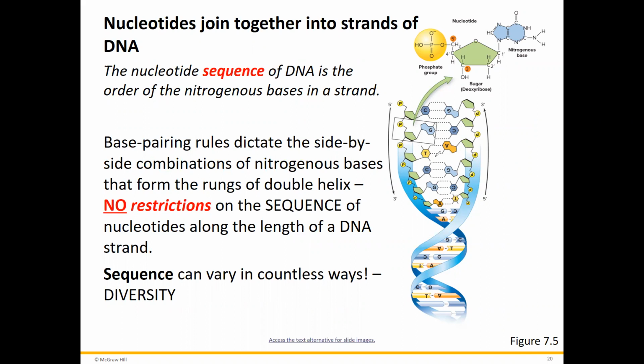And they form the rungs of the ladder, the double helix ladder. There's no restrictions on the sequence of the nucleotides. And that means you can repeat any of those any number of times. There are DNA strands that have a cytosine, and there may be 2,000 cytosines before there's any other letter. So the sequence can vary in countless ways, and that's how we account for the diversity that exists.